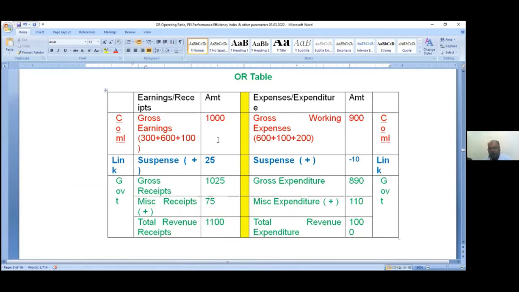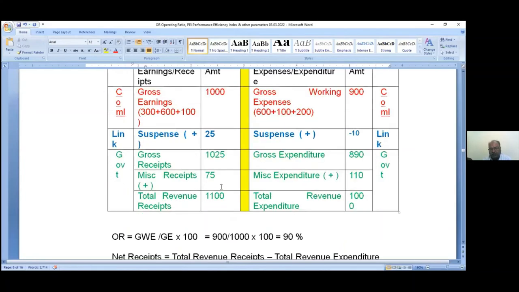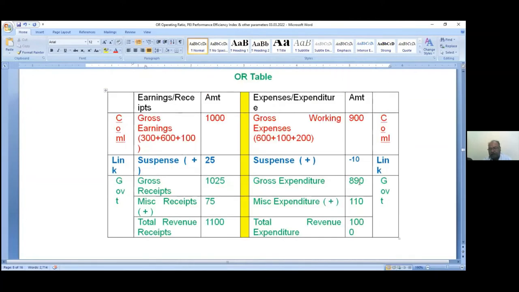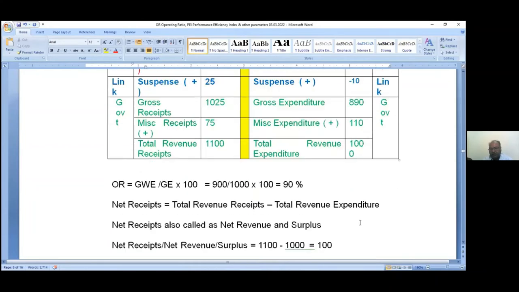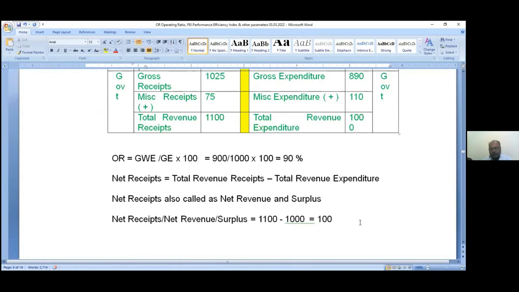So here, plus 25, this is 1025, miscellaneous, this is 75, total 1100. Here 900 minus 10, 890, plus miscellaneous expenditure 110, the total revenue expenditure is 1000. So what is the surplus, or what is the net receipts, or what is the net revenue? It is 100. This is the answer.